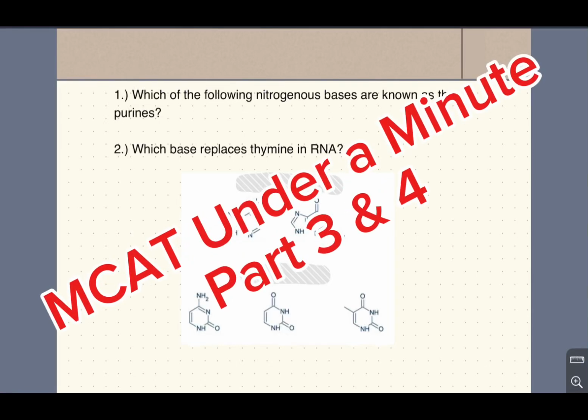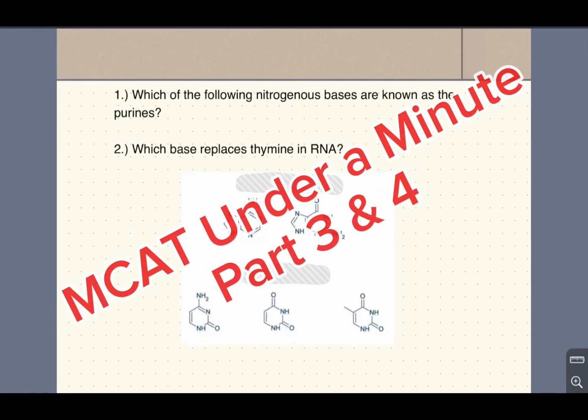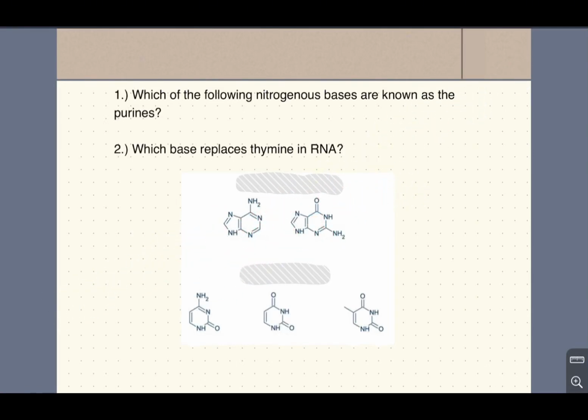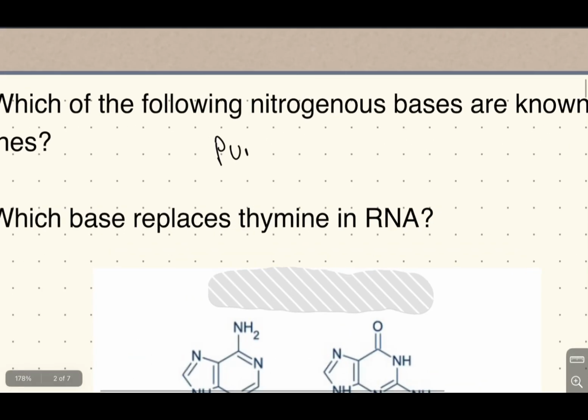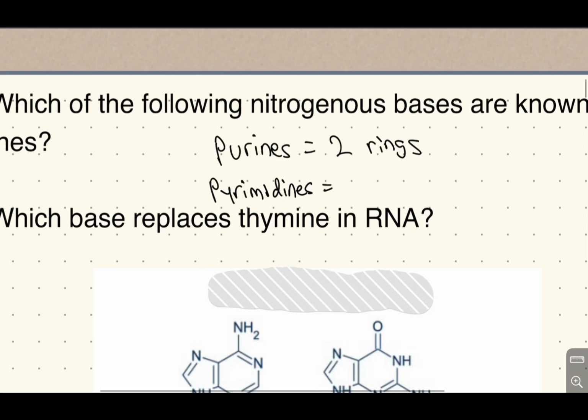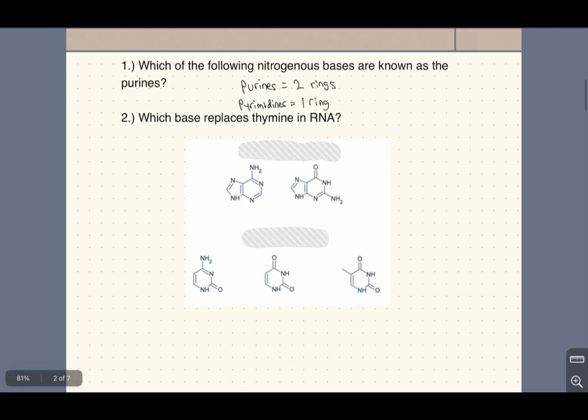MCAT questions under a minute, parts 3 and 4, since these are two questions. Which of the following nitrogenous bases are known as the purines? Okay, so we know that purines have 2 rings and pyrimidines have 1 ring. That's just something you have to know for the MCAT. Because of that, we know that the top 2 structures are purines and the bottom 3 structures are pyrimidines.